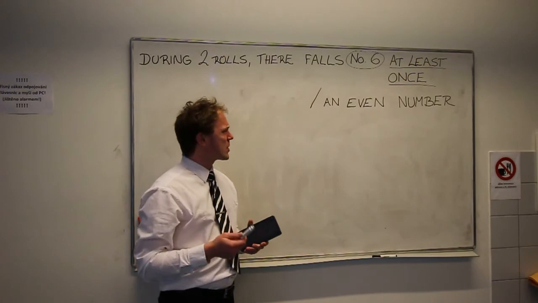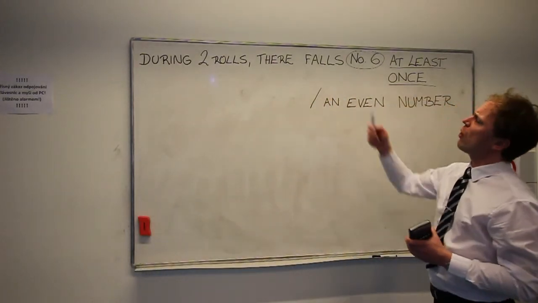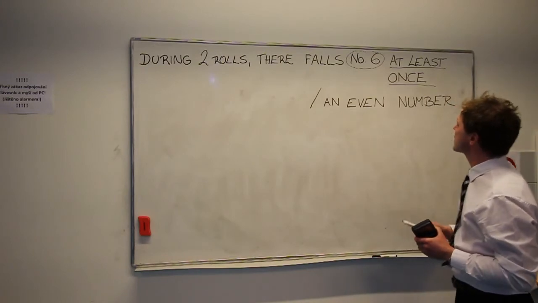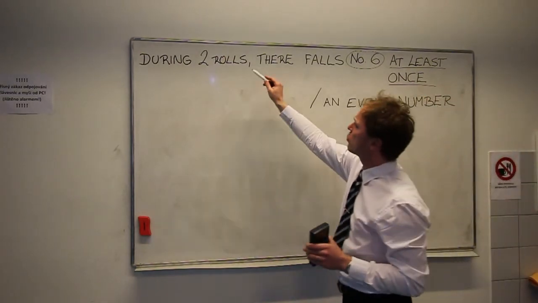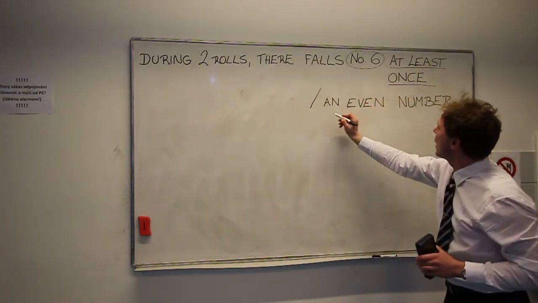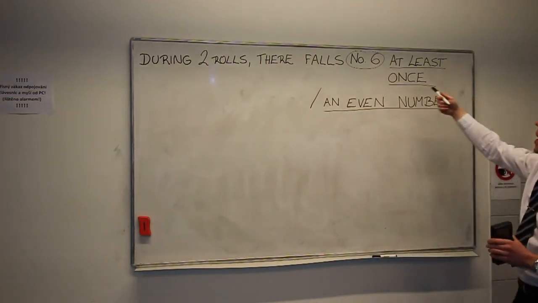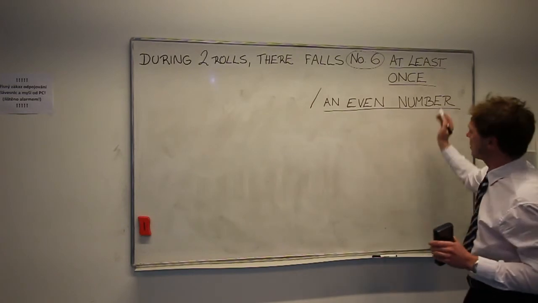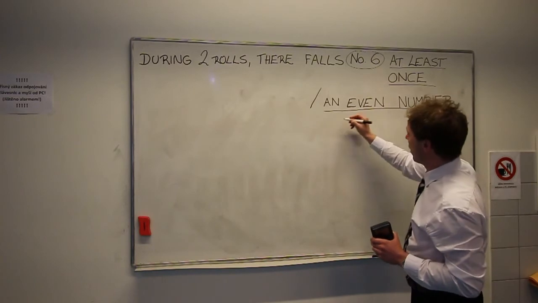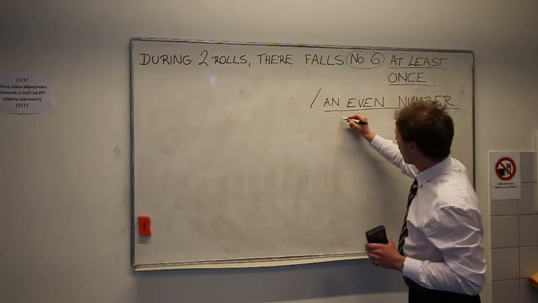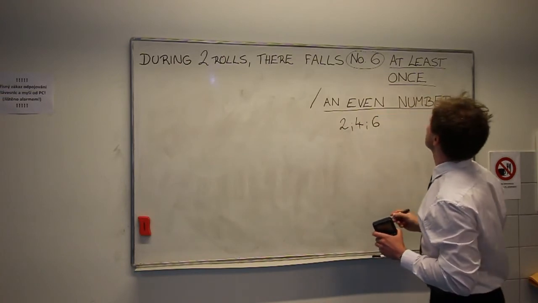Okay, the last two duties which we must calculate: during two rolls, there falls number 6 at least once, yes, and the last duty, during two rolls, there falls an even number at least once, yes. I will start with the last one, yes. What is it? An even number, even. So 2, 4, and 6, yes.